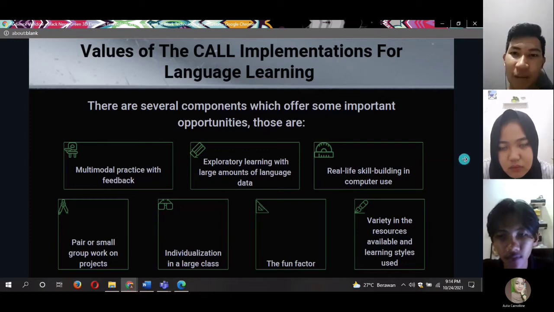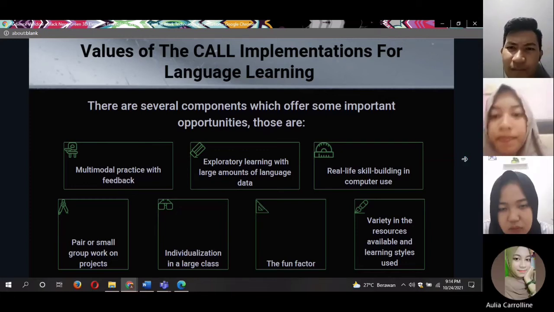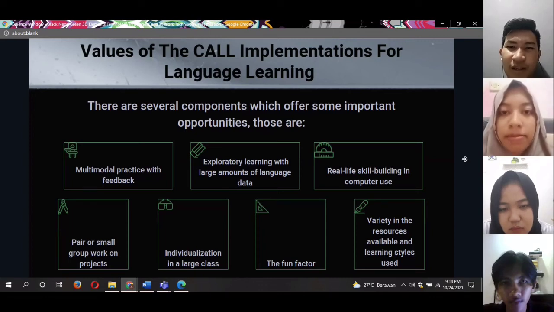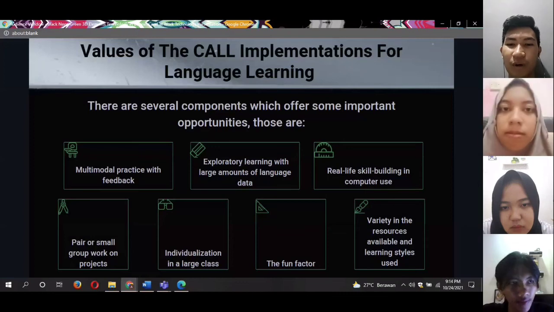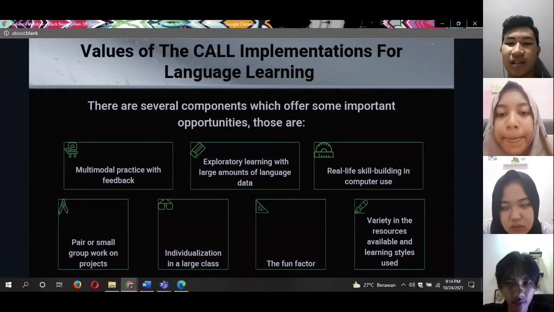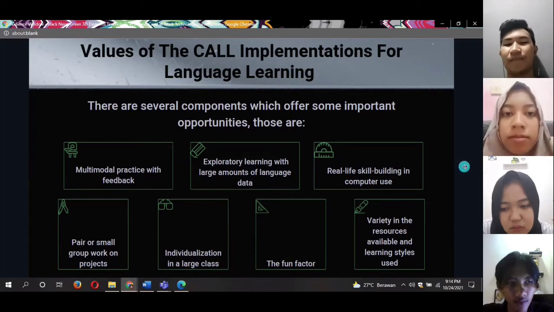There are several components which offer some important opportunities. Those are multimodal practice with feedback, exploratory learning with large amounts of language data, real-life skill building in computer use, pair or small group work on projects, individualization in a large class, the fun factor, and a variety in the resources available and learning styles used.